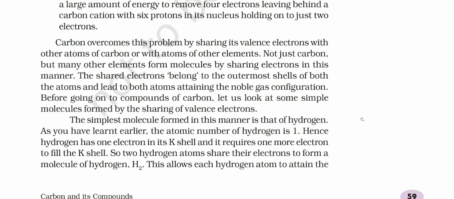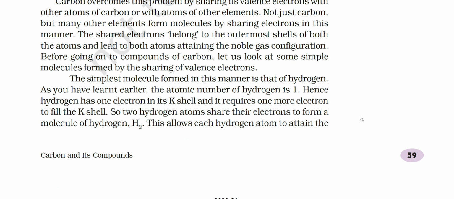Carbon overcomes this problem by sharing its valence electrons with other atoms of carbon or with atoms of other elements. Not just carbon, but many other elements form molecules by sharing electrons in this manner. The shared electrons belong to the outermost shell of both the atoms and lead to both atoms attaining the noble gas configuration. Before going on to compounds of carbon, let us look at some simple molecules formed by the sharing of valence electrons.